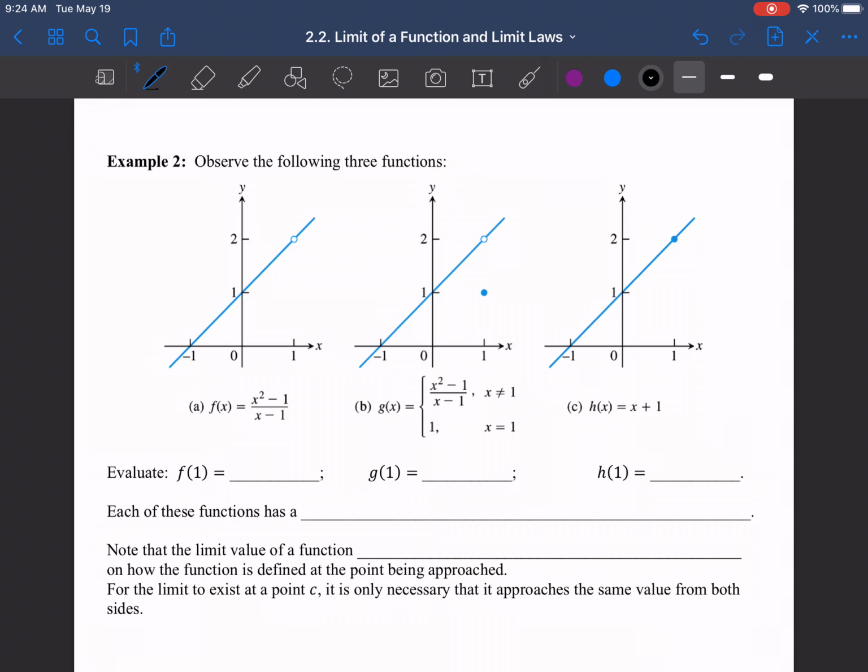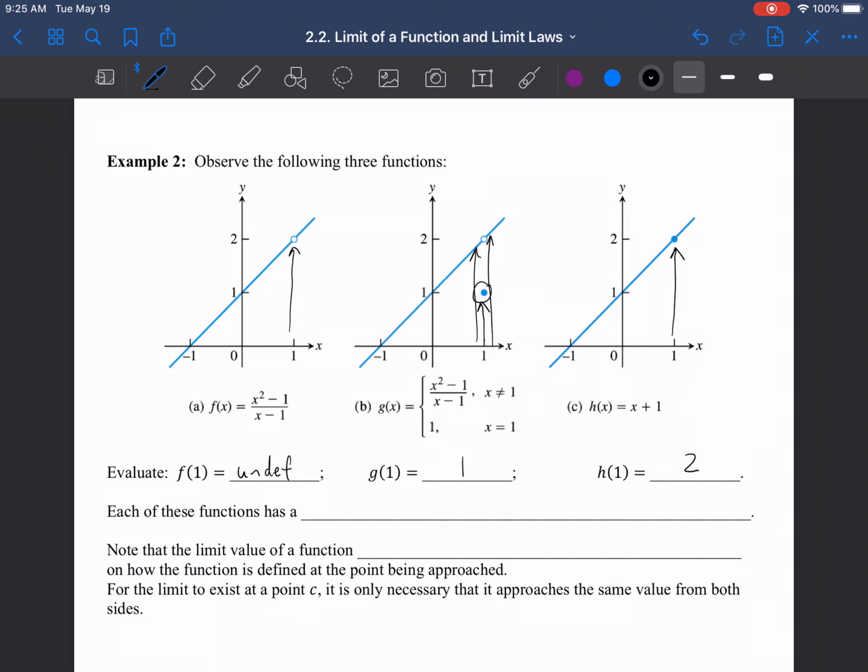So let's evaluate what happens at 1 for each of these functions. For the first one, x squared minus 1 over x minus 1 is f of x. f of 1 is undefined. We don't have an answer. For g of 1, the value is 1. If we go to either side of 1, we go back to the line that's there, but at 1, it's 1. And on this one, at 1, it's just 2, what it would be just for that line. Here it was undefined because we have that hole right there.